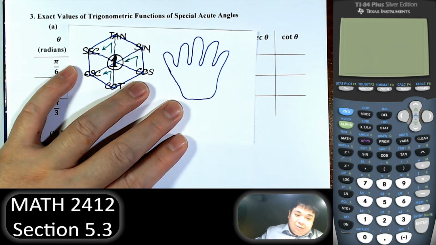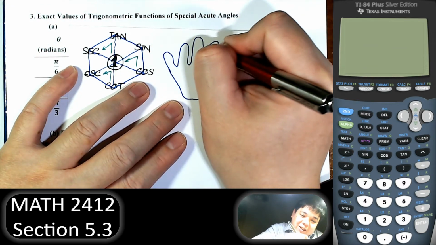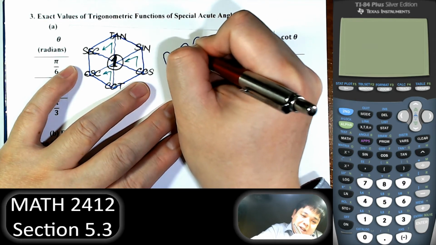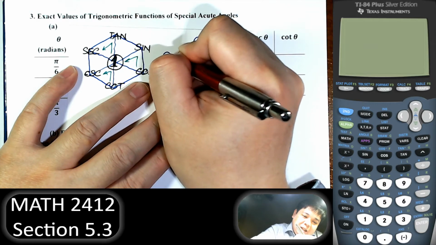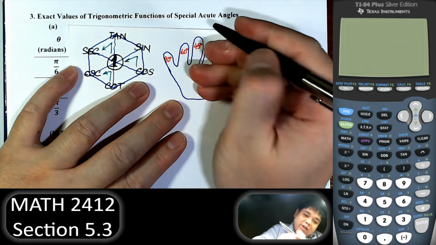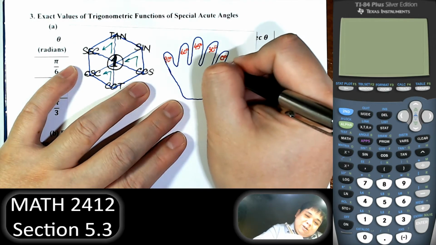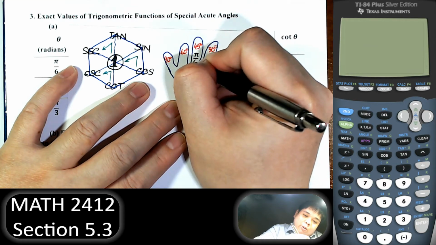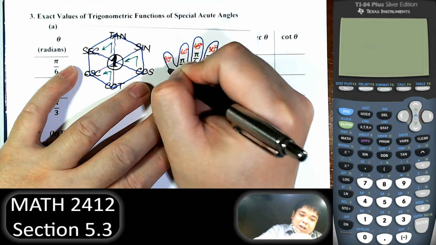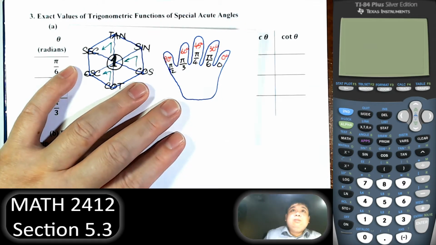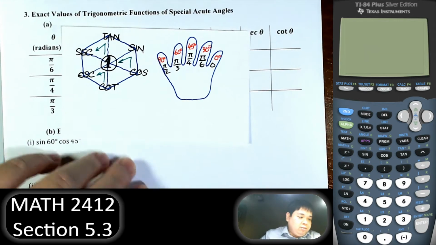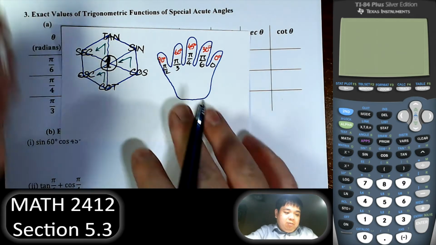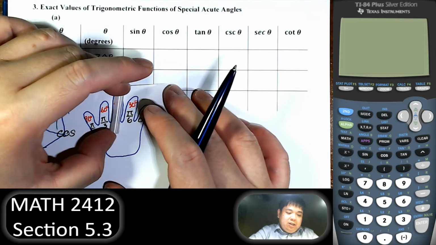Anyway, the angles are 0, 30, 45, 60, and 90. Equivalently, 0, pi over 6, pi over 4, pi over 3, and pi over 2. Right, so 30 degrees.